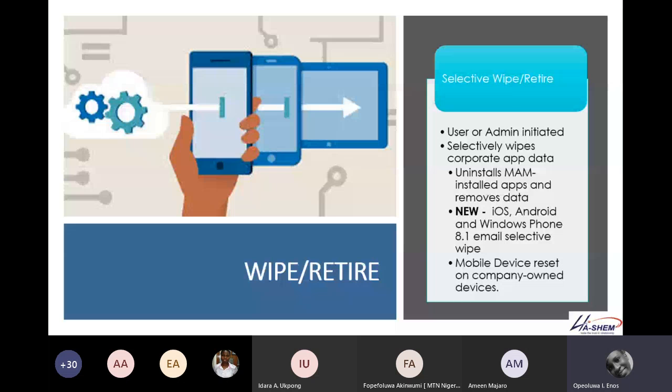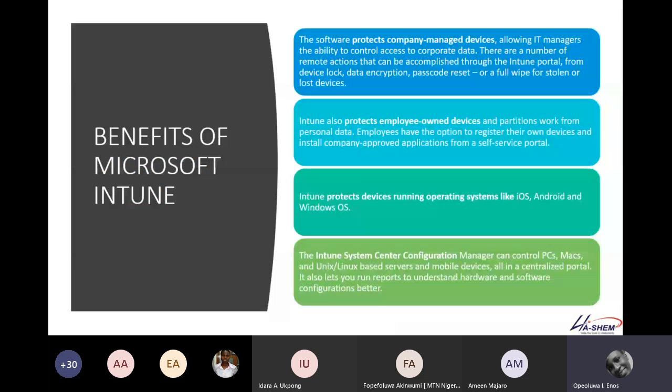So after all I've said today, what do we stand to benefit from Microsoft Intune? So with Microsoft Intune, we get to manage the company-owned devices, allowing the IT managers the ability to control and access the corporate data from what I've shown you. And there are a number of remote actions that can be accomplished through Intune portal. With Microsoft Intune, you can integrate Microsoft Intune with System Center Configuration Manager. So System Center Configuration Manager is actually an on-premise solution that allows you to deploy application, manage application, deploy operating system, manage operating system. System Center Configuration Manager is very wide. You can do a number of things with it.